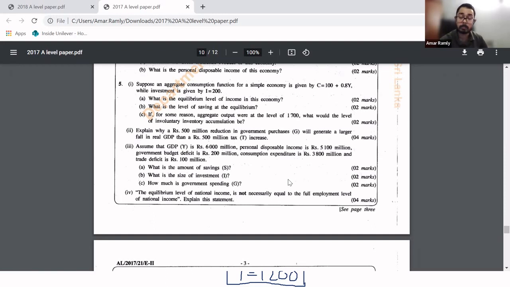Because full employment level means with all your staff fully employed, right? All your staff have been fully employed, you're making the most out of it, and you're producing at the maximum that you can. That is the full employment level. That is not the equilibrium level. So there is a difference between those two. Again, this statement is telling you the truth in that regard. Okay, that's what happens here.